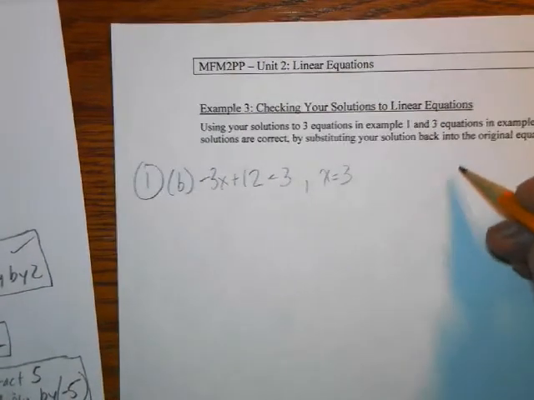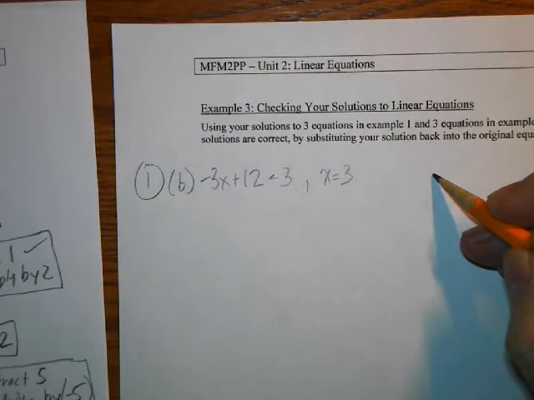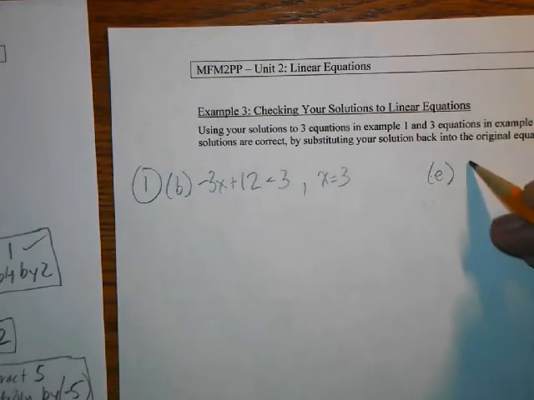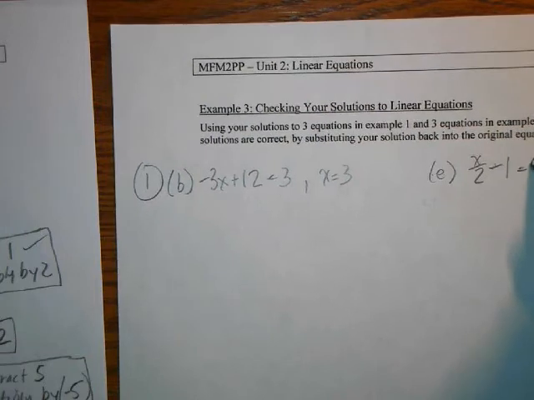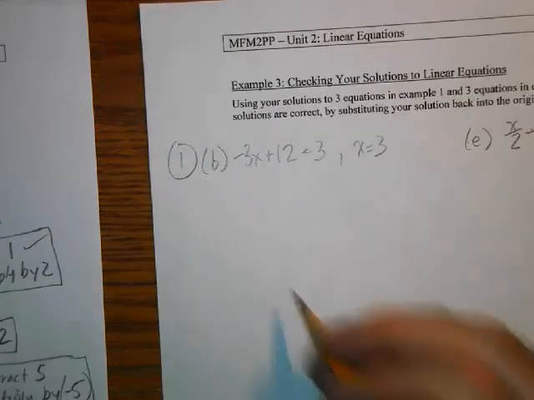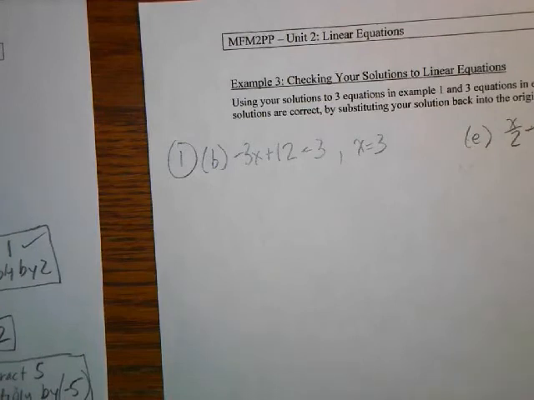Okay, and then another one we could do would be, let's do E. So E was x over 2 minus 1 equals 5, and we believe the answer was x equals 12. So we're going to check that. I'm just going to write them all down first, and then we'll go through it just to save some time.